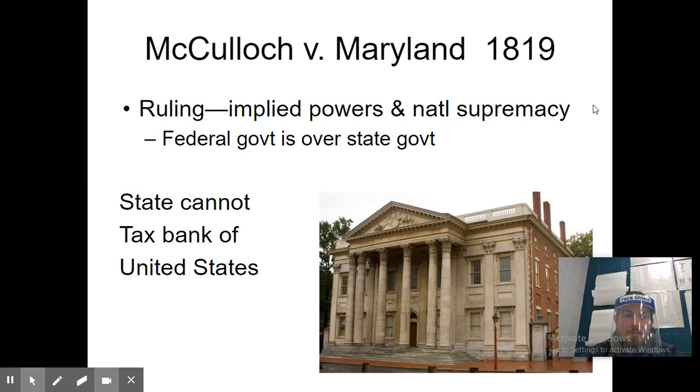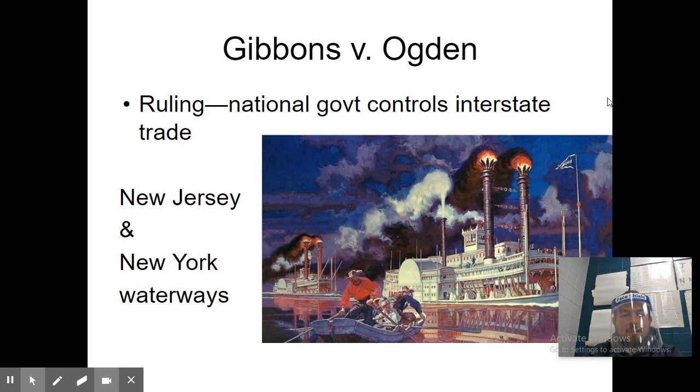McCulloch versus Maryland. A state can't tax the Bank of the United States. Maryland had a tax against the U.S. Federal Bank. I believe it was the second federal bank. And the ruling was that state government can't tax federal government because federal government is above state government. So it goes with the supremacy clause, that the national government is the biggest, and federal government is over state government.